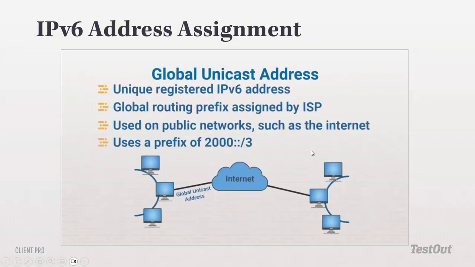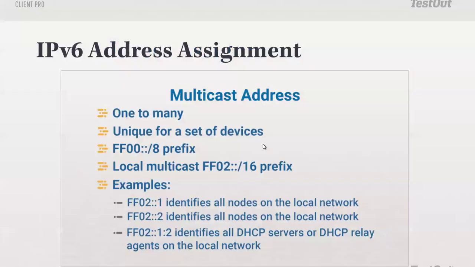And then we have a global unicast address, which again is a unique address. And yes, notice we're assigning multiple addresses to the same host here in many ways. Okay, and the ISP would issue the global routing prefix so they can connect to any other network, and the prefix starts with 2000. Okay, so that is for any device to communicate out across the internet.